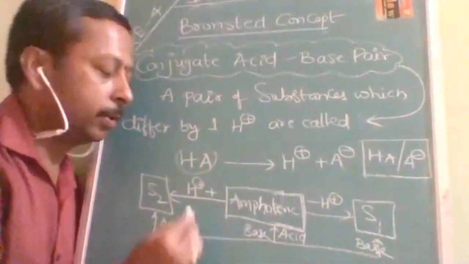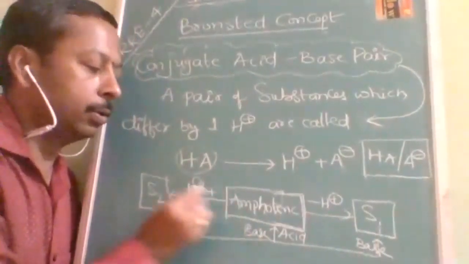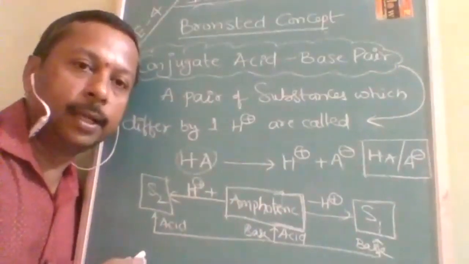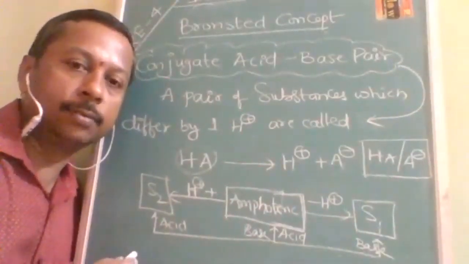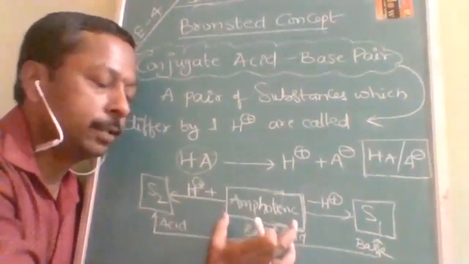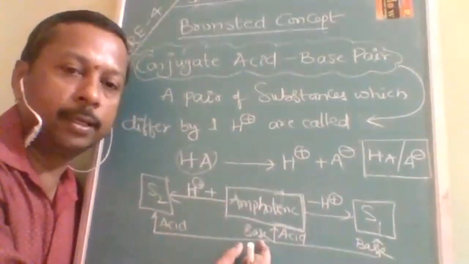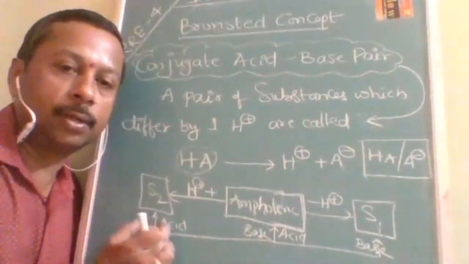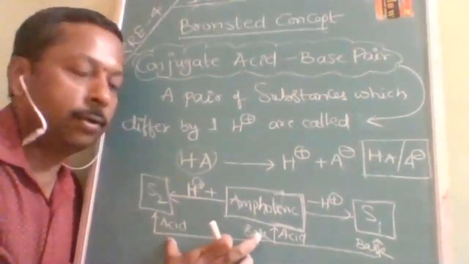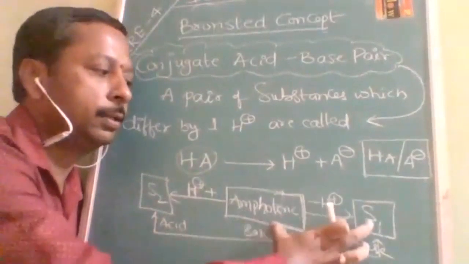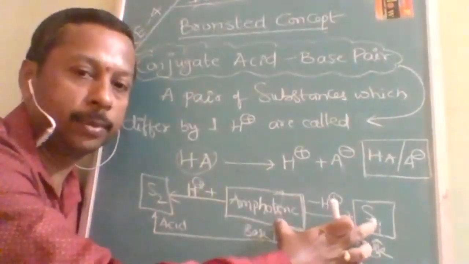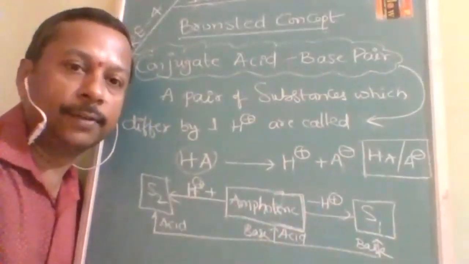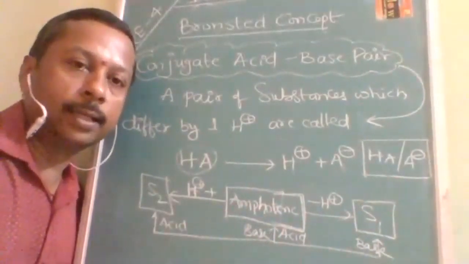Sometimes it may gain H plus also. That's why it is called amphoteric, a substance which can act as both acid as well as base. Once it gains H plus, the same substance behaves as a base, and the resulting product is called an acid. So these are also acid-base pairs. In this pair it is acid, in this pair it is base. That is the difference between the conjugate acid-base pairs.